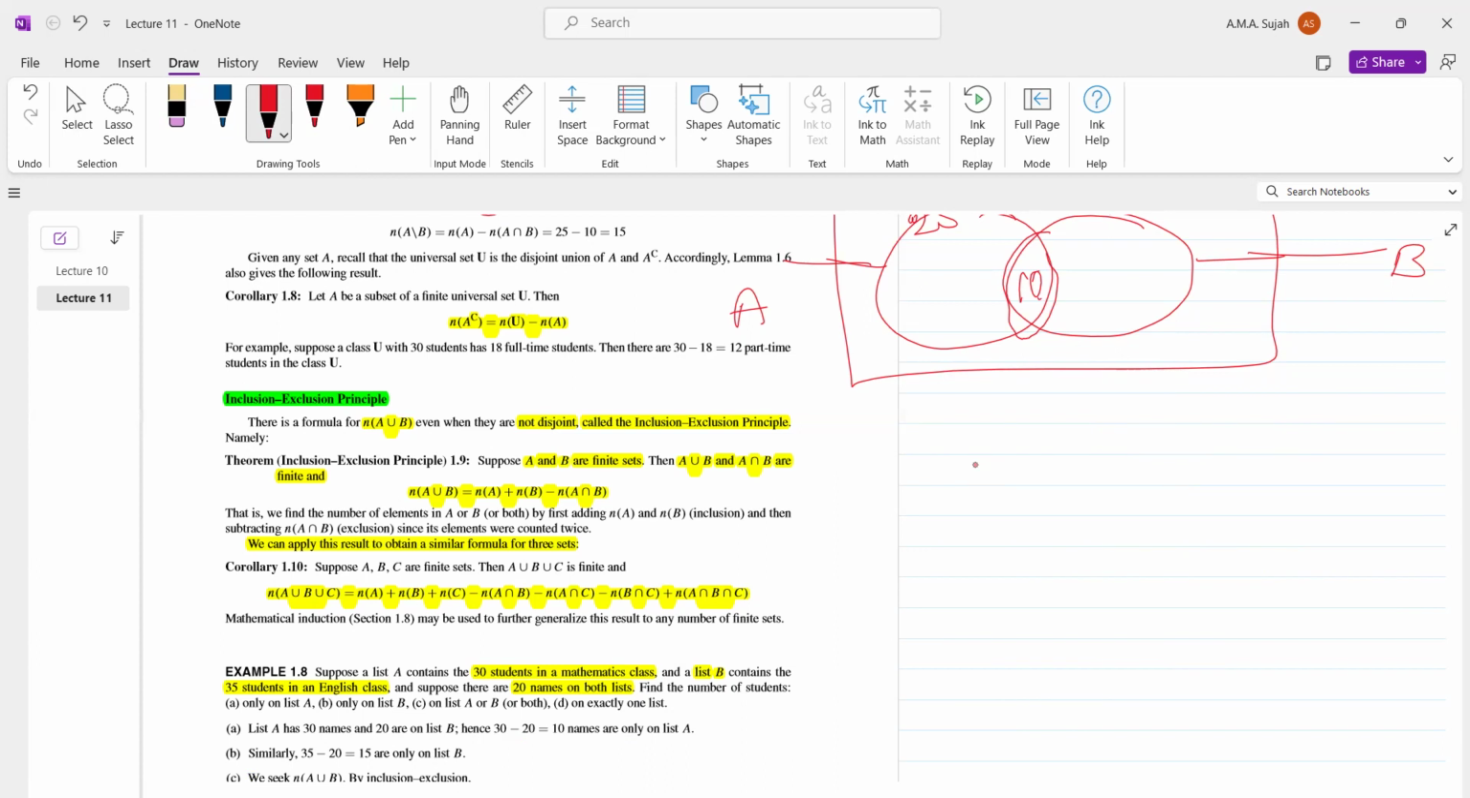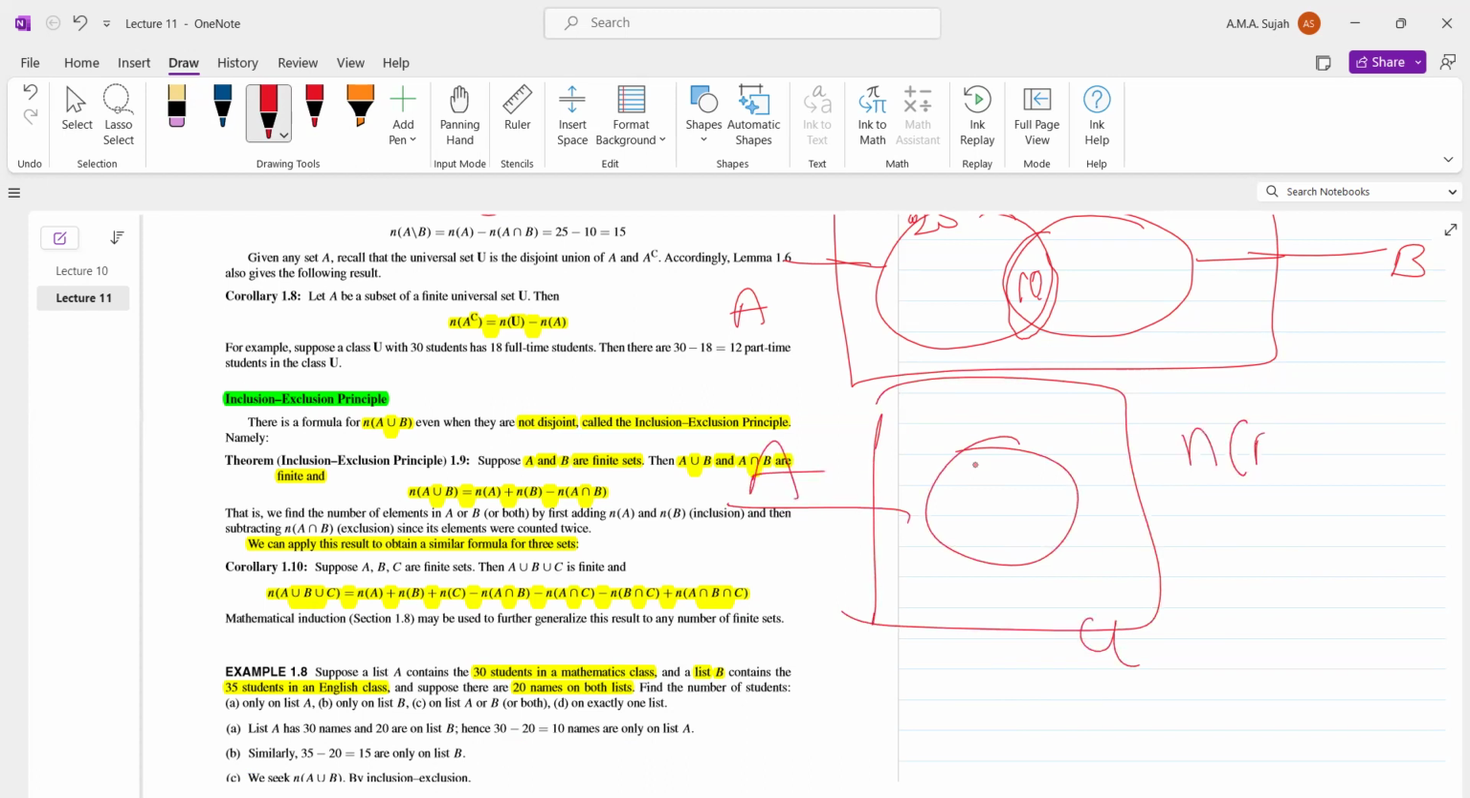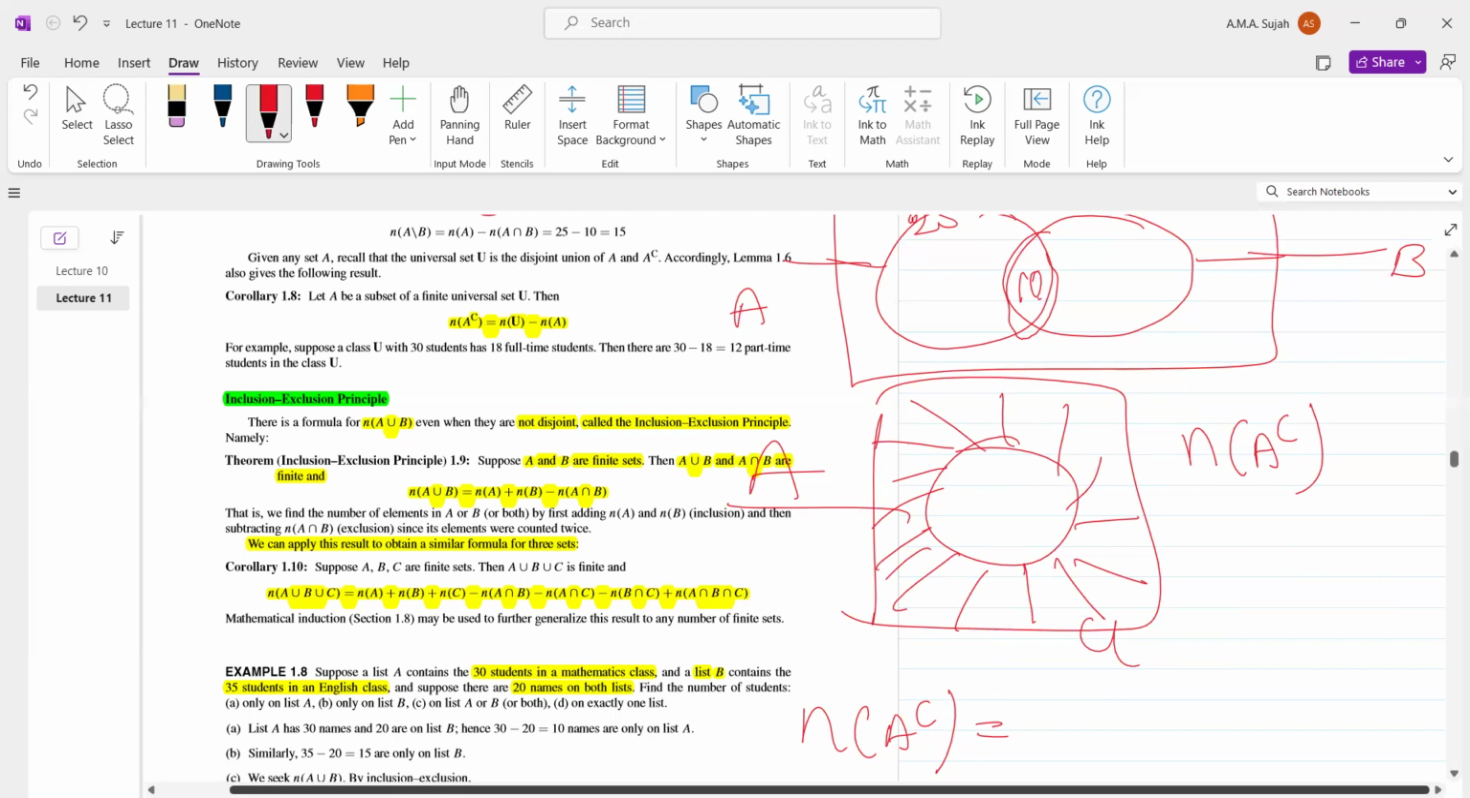Okay. Now, just imagine you only have a set A. That is the universal set. Now I am asking you, what is the number of elements in A complement? How do you find it out? First, you can draw a Venn diagram and find out which area you need to find. Here I need to find the number of elements in A complement.